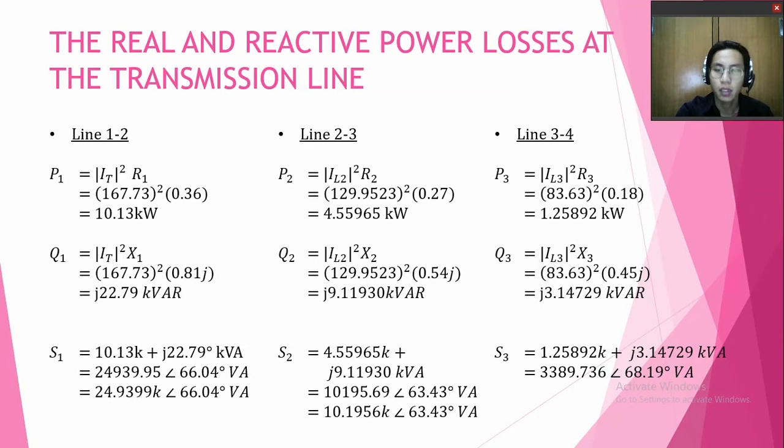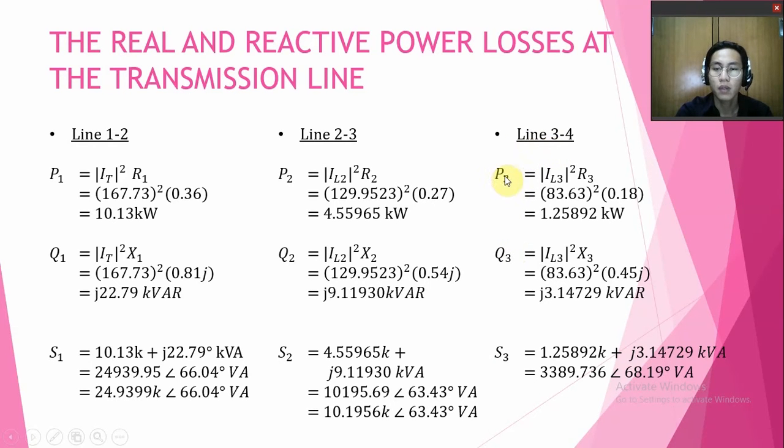Then we will get the apparent value for the line 2 and 3, which is 10.1956 kilo with an angle of 63.43 voltage ampere.